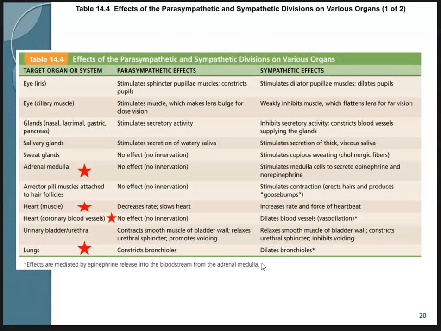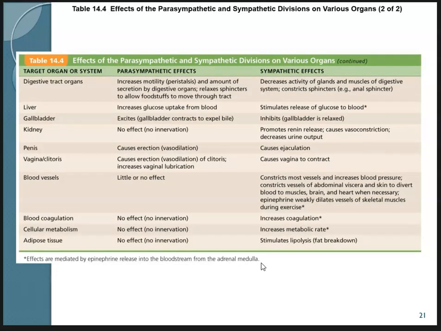While on the coronary blood vessels, these are little blood vessels on the heart. They supply the tissue of the heart. There's no effect from the parasympathetic. We always have a good flow. It's when we need to increase the flow that the sympathetic response will be to dilate those blood vessels. In the lungs, parasympathetic will constrict the bronchioles, or the little tubes, while sympathetic will dilate the bronchioles.